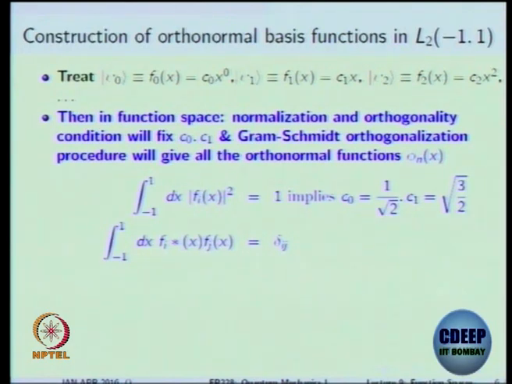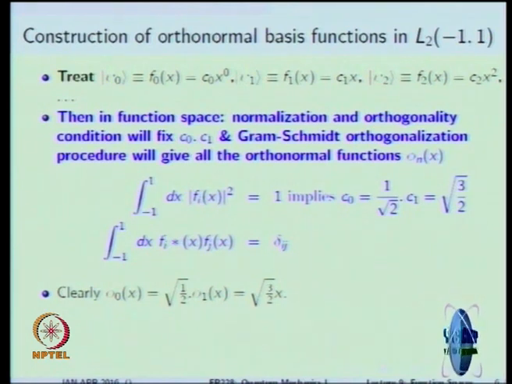So use these properties. Phi naught is root of 1 by 2. Phi 1 is root 3 by 2 times x. So those two are straightforward. Just from the normalization condition itself, you can fix it. These two functions. What about the third one? Phi 2 of x. Can you try it?